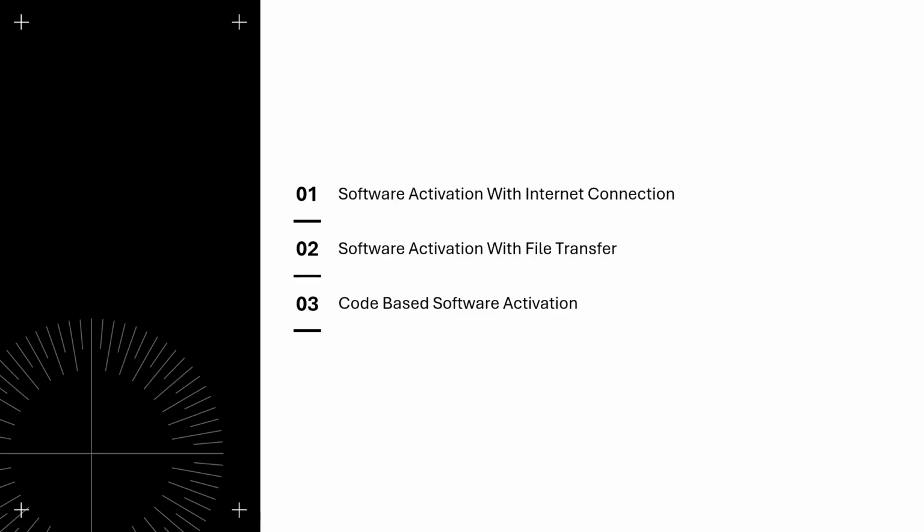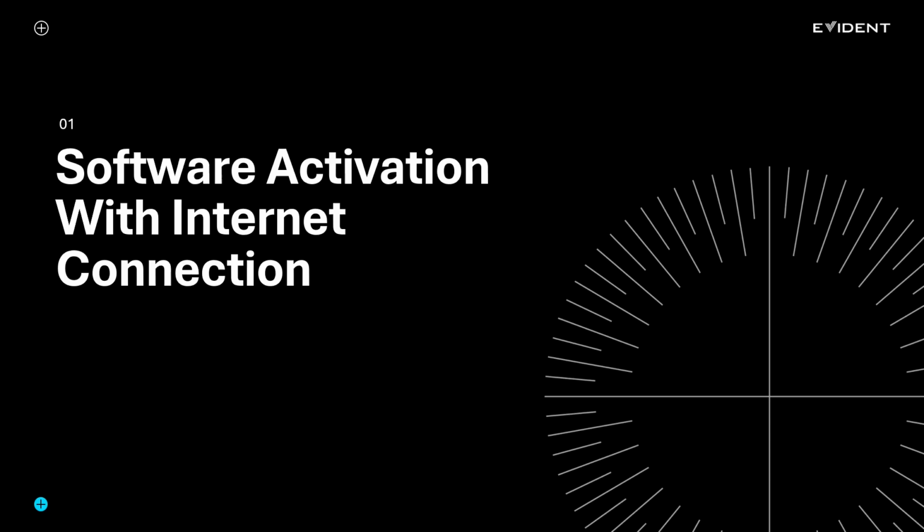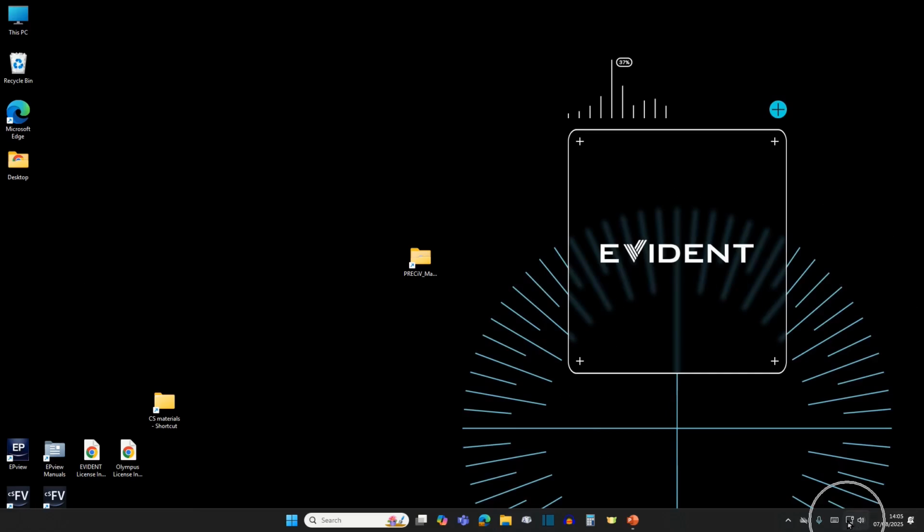And third, the computer where PRECiV is going to be installed has no internet connection at all, and jump drives are not allowed, and we have to do a code-based activation via telephone. Let's begin with the first scenario. The computer has an internet connection.